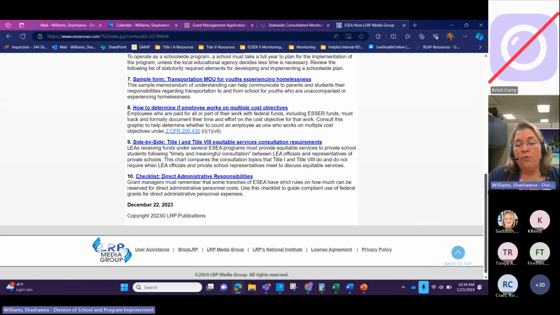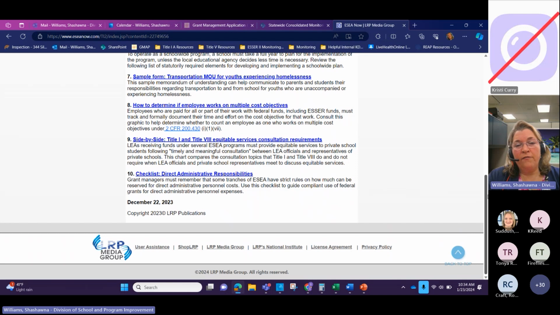This is really important. We do see a lot of findings with people not having these transportation agreements or they're not correct. Then how to determine if an employee works on multiple cost objectives, Title I and Title VIII equitable services consultation requirements, and direct administrative responsibilities. So please take advantage of these resources.